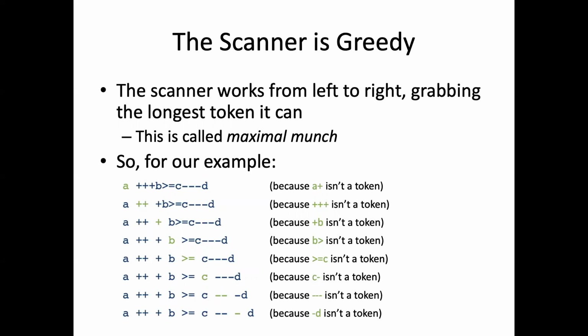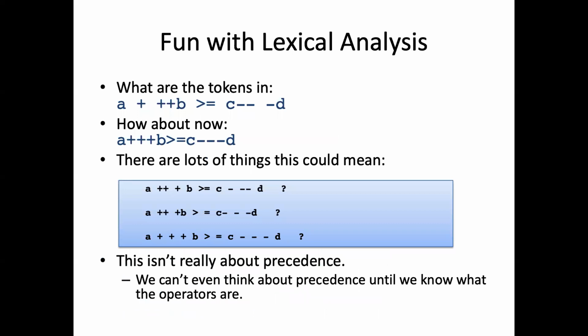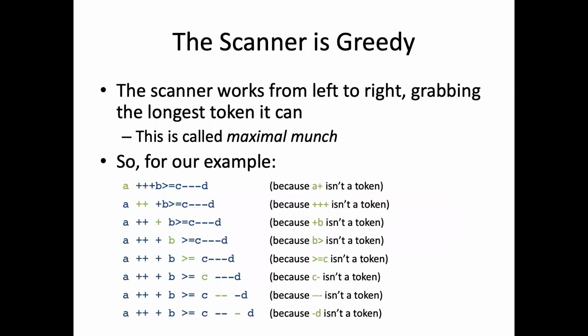So if you take this example, like, backing up, A plus plus plus B greater than or equal to C minus minus minus D, well, it's going to see the A and say that's a legal identifier, but A plus isn't a token at all. So it's going to stop after the A and say that's the first token. Then it's going to try and find the next token. Well, plus is a legal operator, but so is plus plus. But plus plus plus is not. So it's going to say plus plus is the next legal token. And then plus is a legal token, but plus B isn't a legal token by itself. So plus must be the next token.